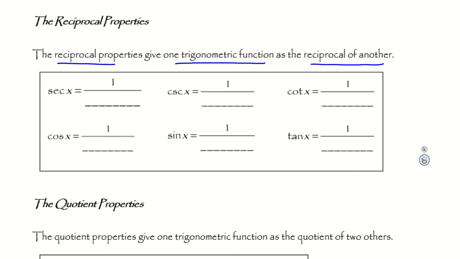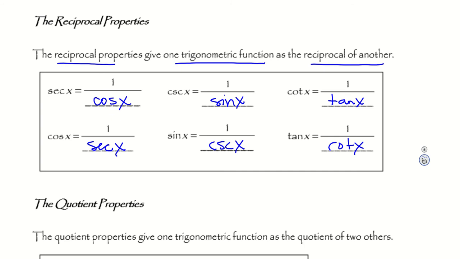We know that the secant of x is the reciprocal of the cosine of x. So the secant of x is 1 divided by cosine. Likewise, the cosine of x is 1 divided by the secant of x. The cosecant of x we know is 1 over the sine of x, and the sine is 1 over the cosecant of x. So sine and cosecant are reciprocals of each other. Cotangent is 1 over the tangent of x, and the tangent of x is 1 over the cotangent of x. So cotangent of x and tangent of x are reciprocals of each other.